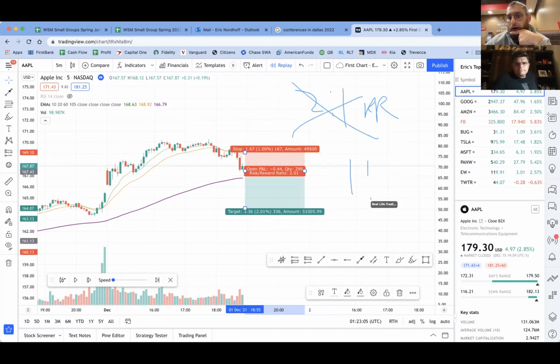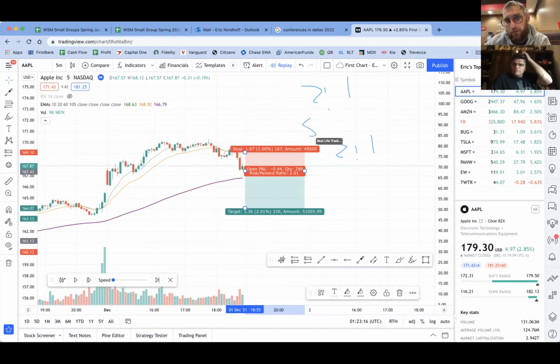1 to 2 RR. I always put the reward first. So when I say that, that's what I mean. So it's 2 to 1. So your R, 2 Rs to make, you're risking 1 to make 2. So if your R is 500, this is a 2R trade, you'll make 1,000.